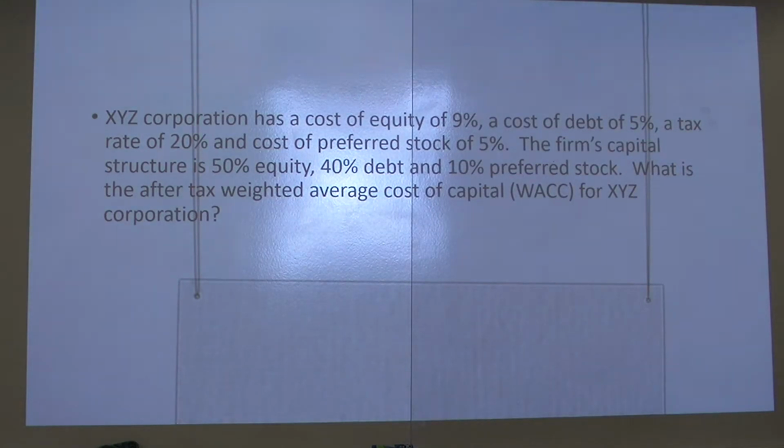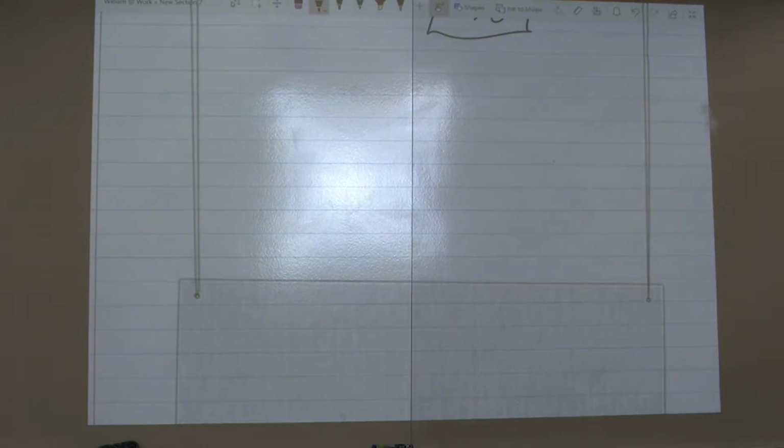So we have XYZ Corporation has a cost of equity of 9%, a cost of debt of 5%, a tax rate of 20%, and a cost of preferred stock of 5%. The firm's capital structure is 50% equity, 40% debt, and 10% preferred stock. What is the after-tax weighted average cost of capital for XYZ Corporation? So let's go ahead and write down everything we're given.